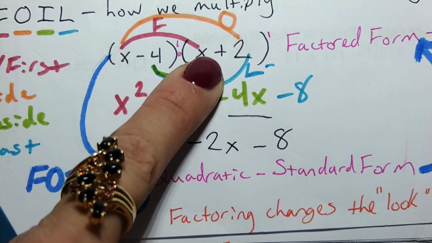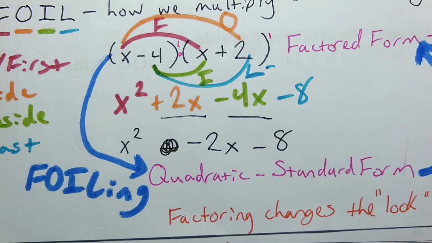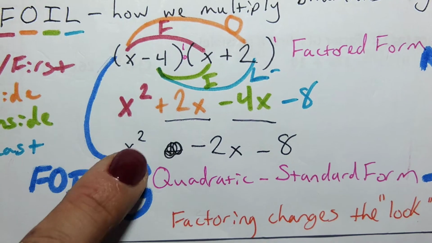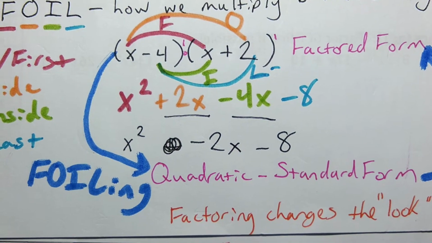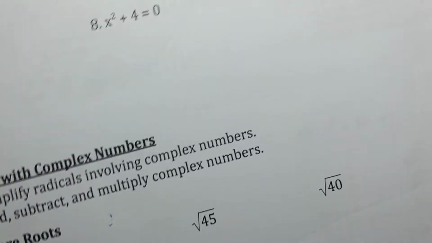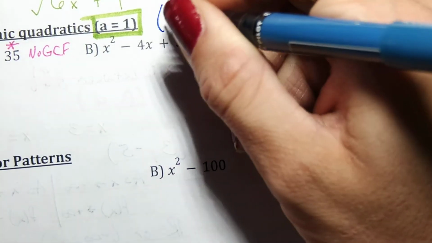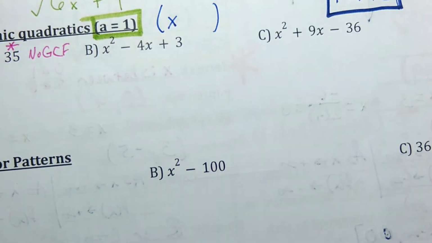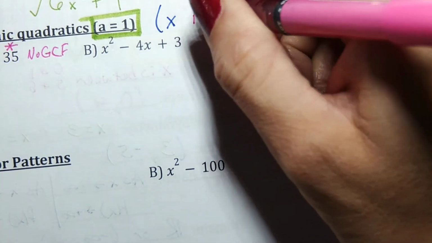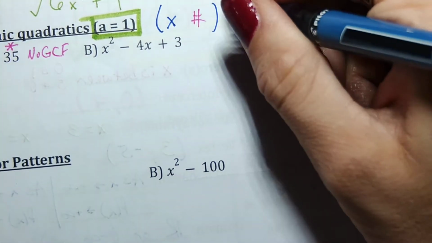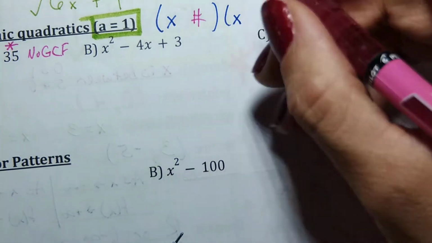And then I use x and x as the first part of the binomial because when we FOIL, that's what's going to give us the x squared part of the quadratic. So for the monic factoring, it's always going to be x and some number and x and another number.